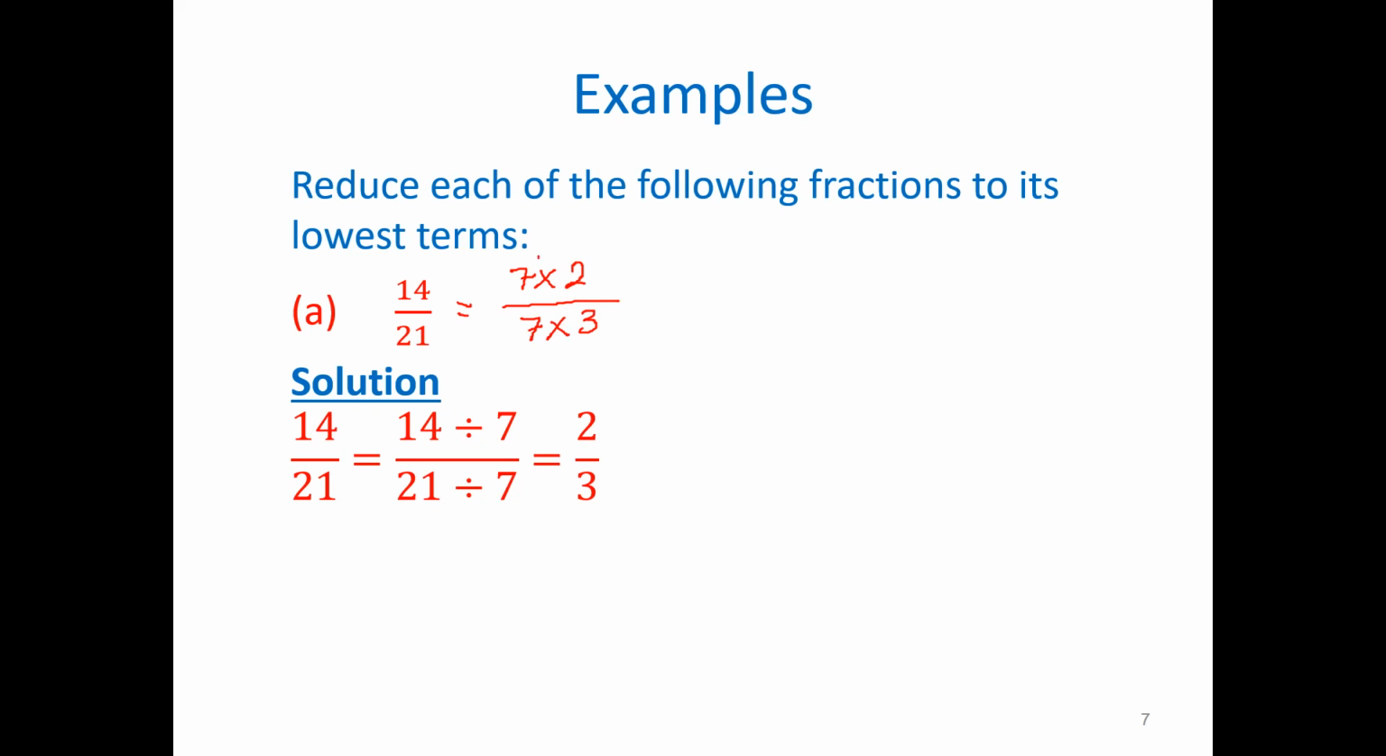Or in another way, we can cancel 7 and 7. Cancellation means you divide the numerator by 7 and the denominator by 7. This is the meaning of cancellation here. So you will get 2 over 3.